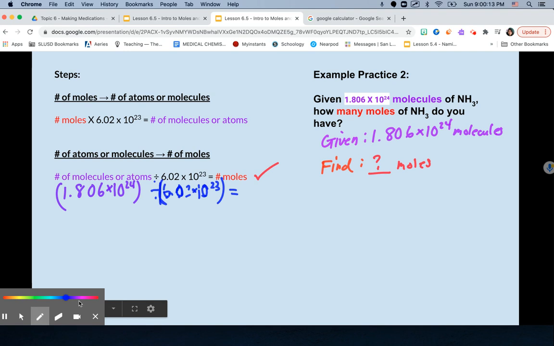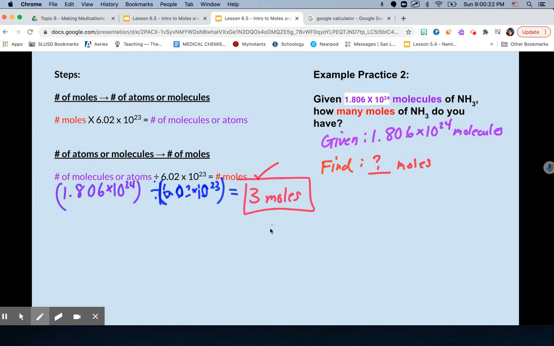So here, how many moles is this huge number? Well, it's going to be 3 moles of NH3, much like 3 dozen of NH3. At this point, feel free to try the practice problems on the next slide. If you are new to scientific notation and still a little confused by it, feel free to let me know.